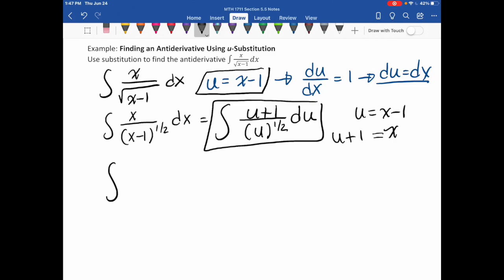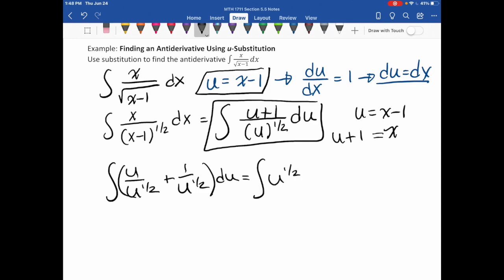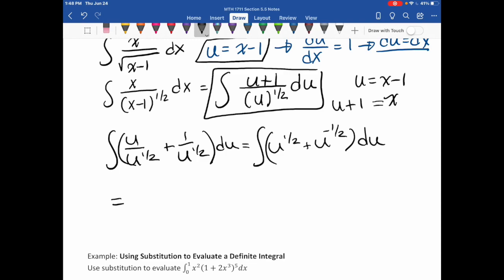Now, before I integrate, I'm going to simplify this. I'm going to break it up into fractions and simplify my exponents. So I have u over u to the 1/2 plus 1 over u to the 1/2 du. u over u to the 1/2 is going to give me u to the 1/2 because I subtract my exponents, 1 minus 1/2. And then I can write 1 over u to the 1/2 as u to the negative 1/2.